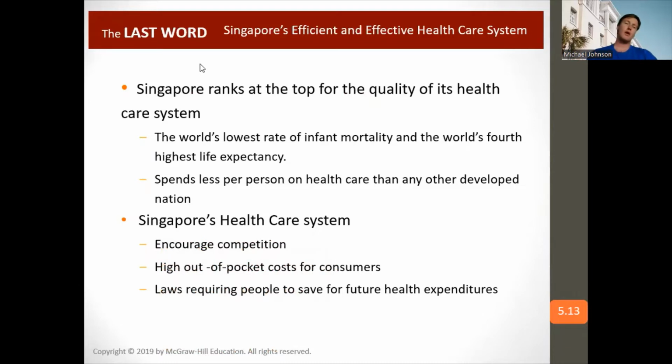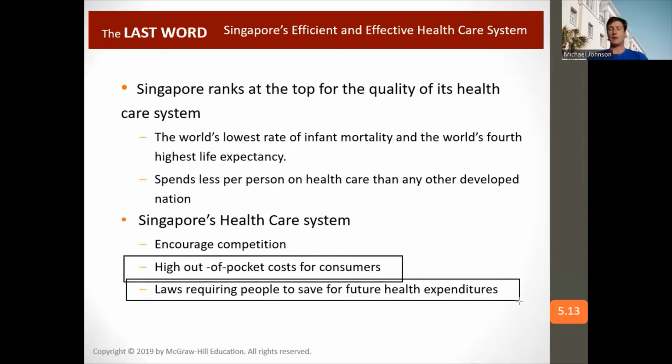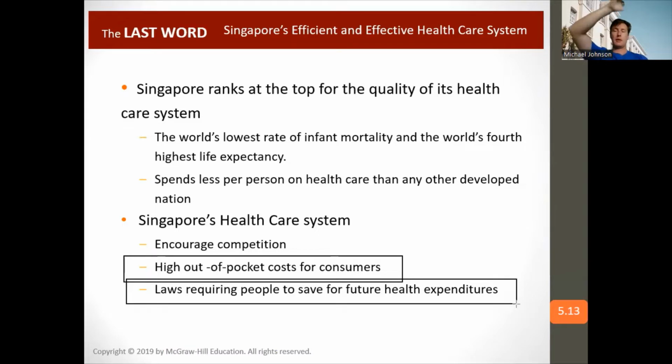So another thing here, Singapore has the best healthcare system in the world, in quality. They have the lowest rate of infant mortality and the world's fourth highest life expectancy. They spend less per person on healthcare than any other developed nation. This works because Singapore's healthcare system encourages competition. However, there are a lot of high out-of-pocket costs, which is a problem. Compared to Canada, we have a publicly funded healthcare system, so there are no out-of-pocket costs for most of us. But in Singapore, they have high out-of-pocket costs, so they have to pay from their own pocket, which is a bad thing. They have high quality of care, but they have to pay high prices for it out of their own pocket. Ours varies in quality of care, but we don't have to pay out of pocket.